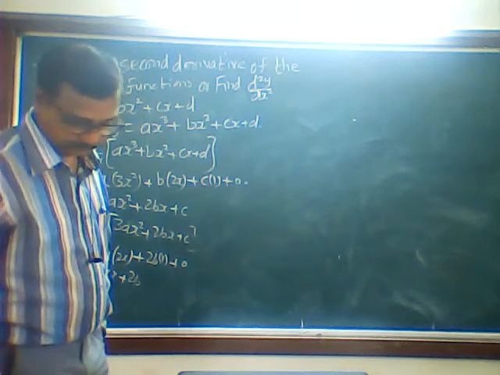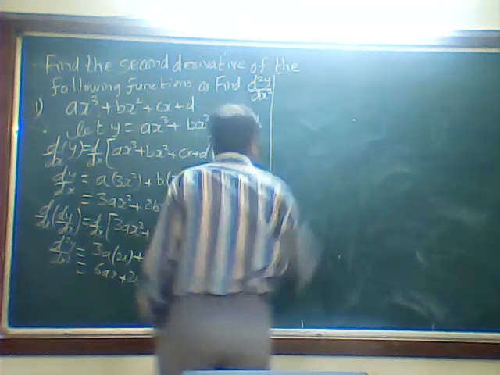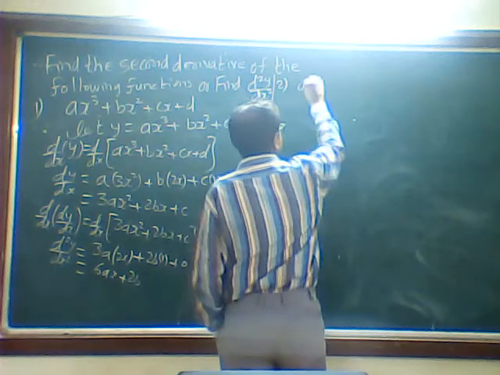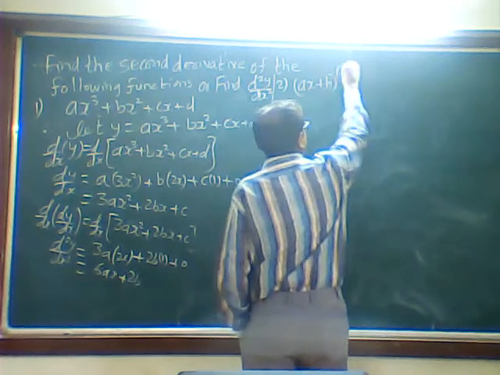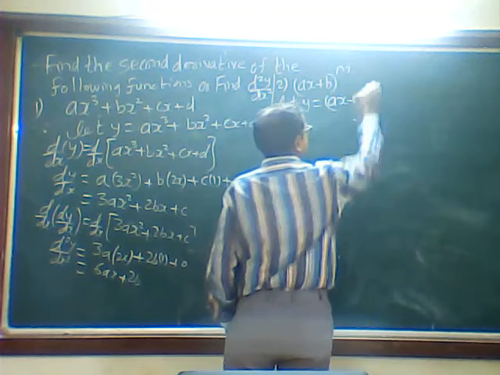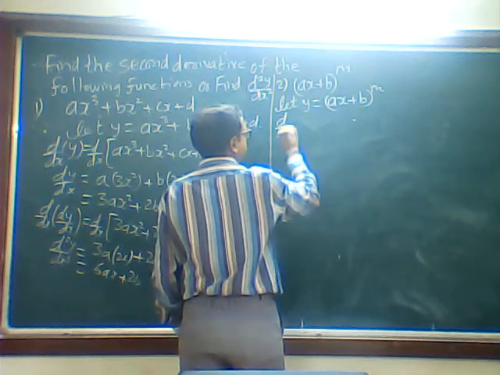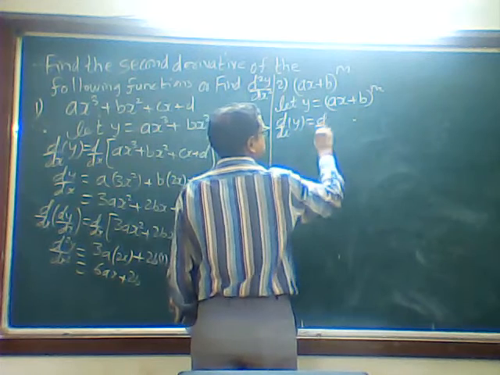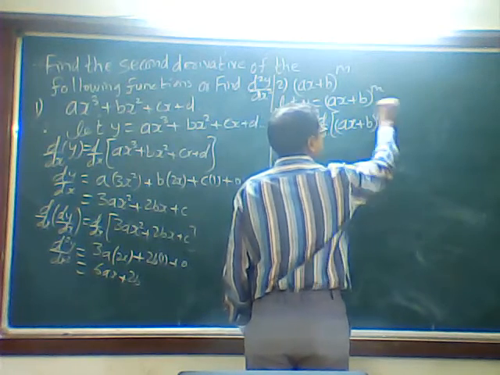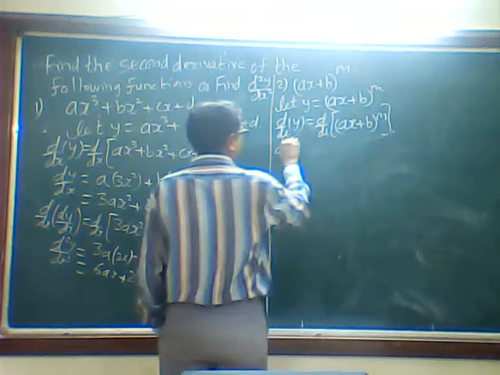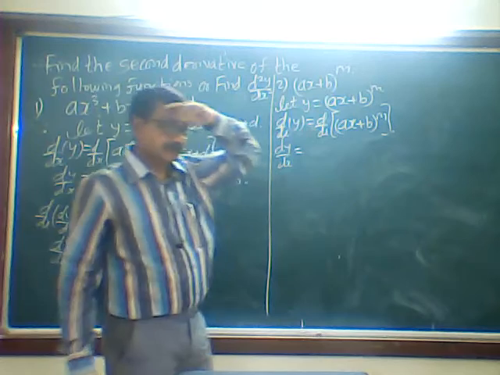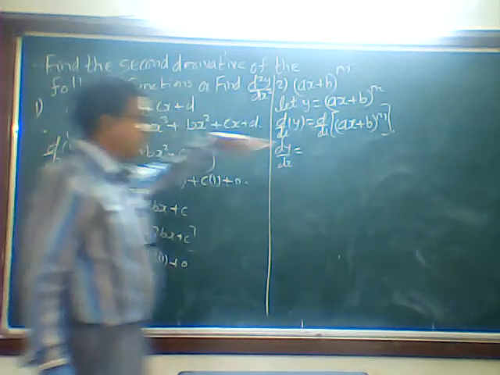Okay, next, the second one: ax plus b, the whole bracket raised to m. Again, let y be equal to this, and apply d by dx on both sides. Okay, next d by dx. Again, I can't do it by definition; any formula is not there, right?